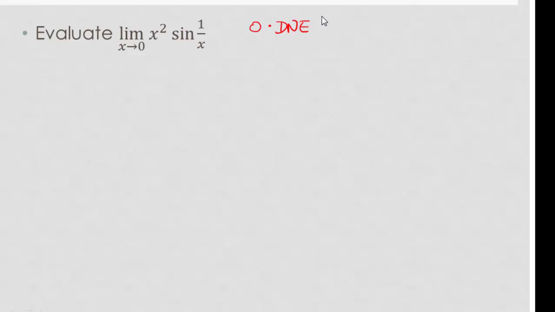And 0 times DNE, what do we do with that? You can't use limit laws for that. You couldn't split it across multiplication to begin with. So now what are we supposed to do? Well, this is where squeeze theorem is going to come in for us.